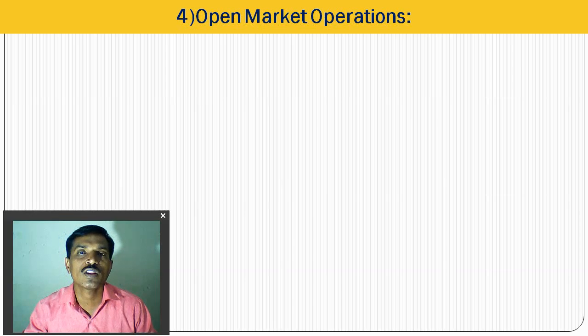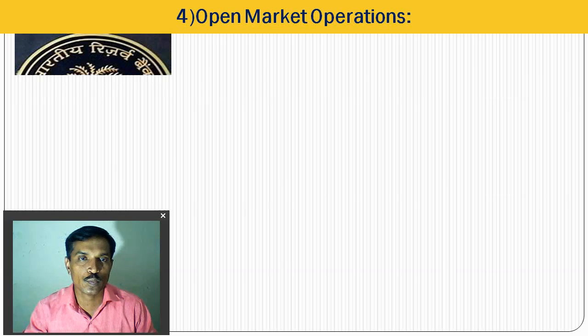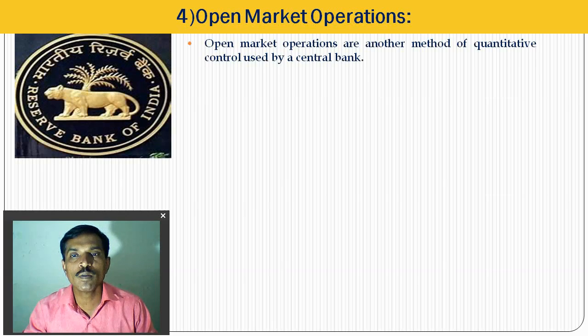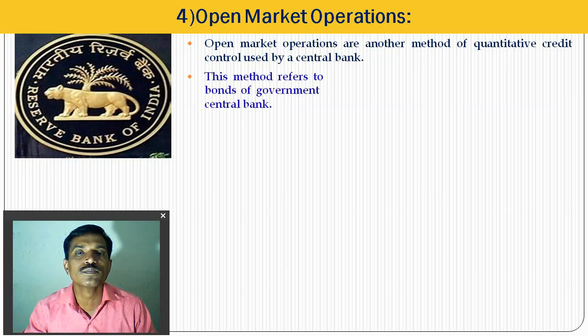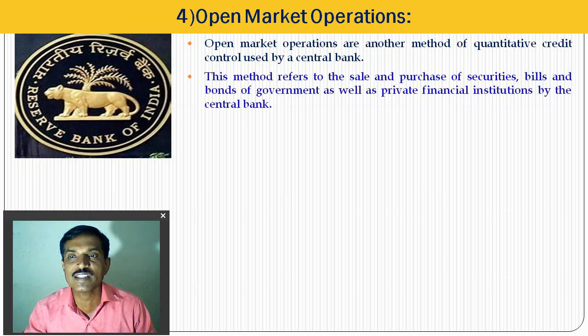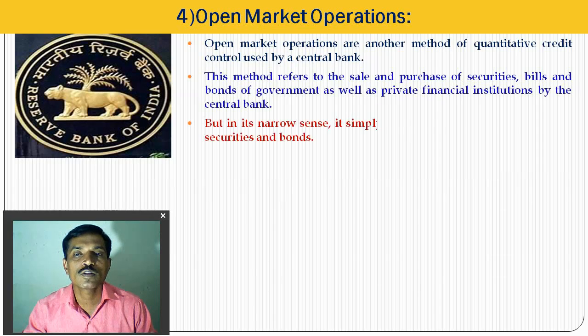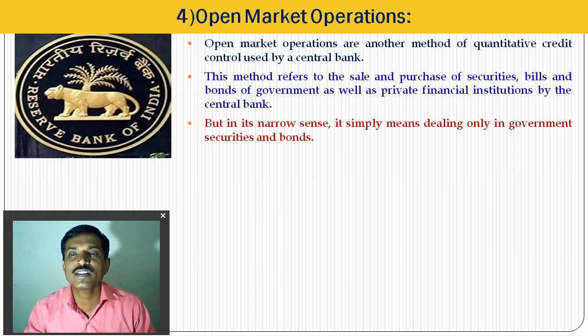The next and the last one, but not least, is the open market operation, a tool used by the RBI for quantitative credit control. Open market operation is another method of quantitative credit control used by the central bank. This method refers to the sale and purchase of securities, bills, and bonds of the government as well as private financial institutions by the central bank. But in a narrow sense, it simply means dealing only in government securities and bonds.